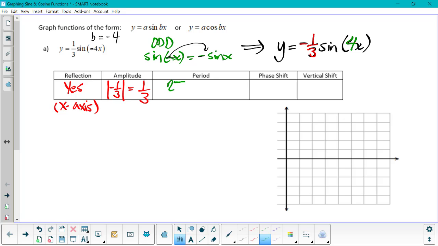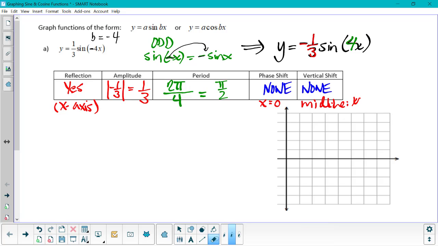So to find the period of this new graph, I take the period of sine and I divide it by b. And if I simplify that, I get pi over 2. So this graph will make one cycle in pi over 2 units. There is no phase shift, and there is no vertical shift. So that means our cycle begins at x equals 0, and our midline is the x-axis, which is the line y equals 0. Okay, so there's no shifting left, right, or up, down.